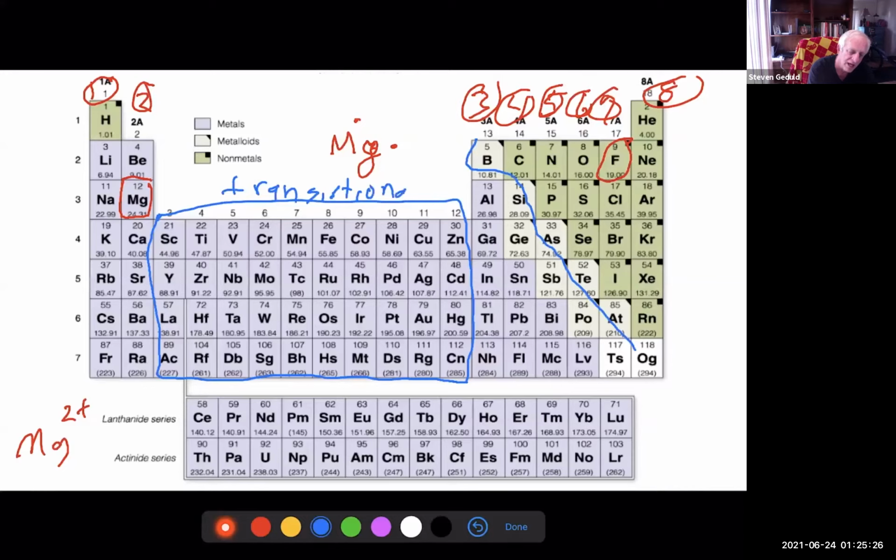Transitional, meaning they don't have a charge we can assign to them. They vary. Copper can be +2 or +3. Nickel can be +1 or +2. Copper can be +2 or +3. Titanium can be +4 or +6.